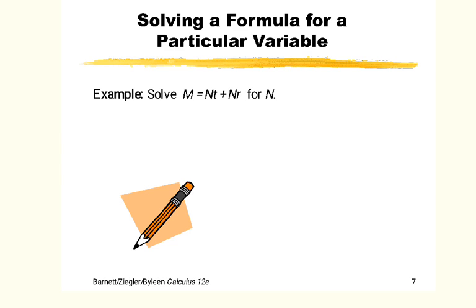Solving a formula for a particular variable. In this example, it says to solve m equals n times t plus n times r for n. Notice here on the right side, we have n times t plus n times r. Both of these terms have a common factor of n. So since we're solving for n, here we'll go ahead and factor those n's out of each term so that we can then isolate n.